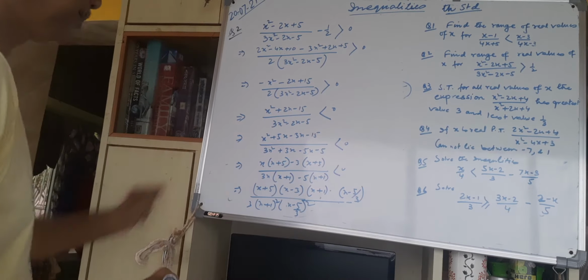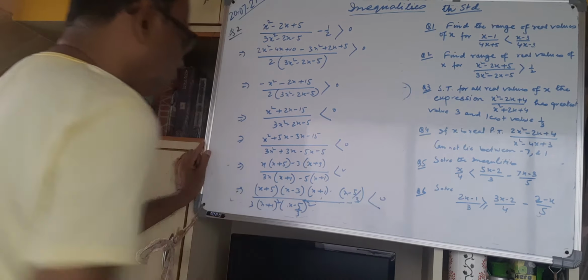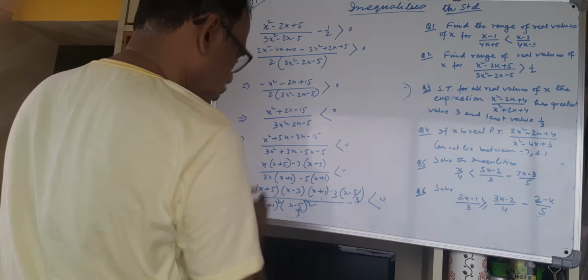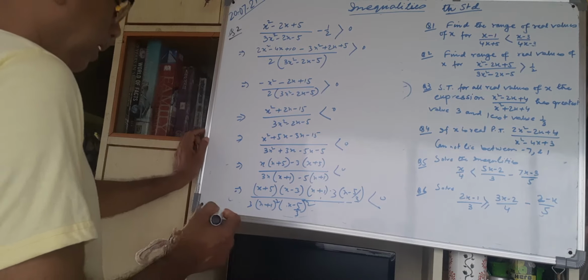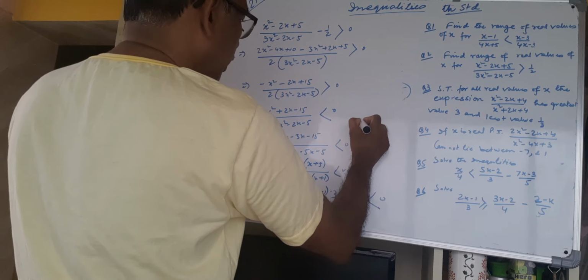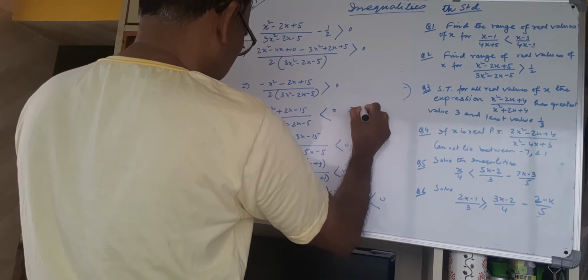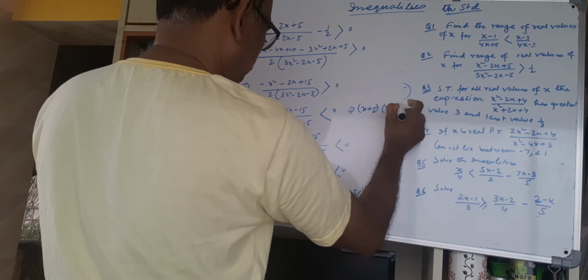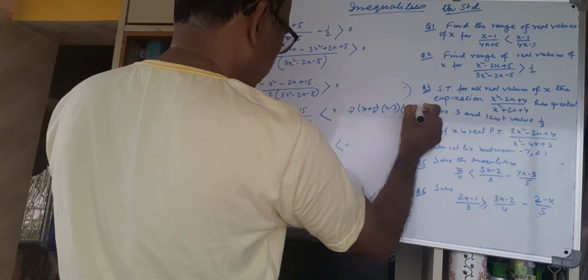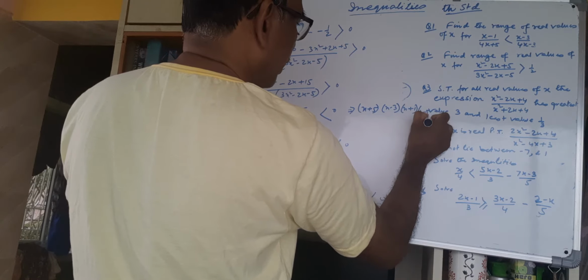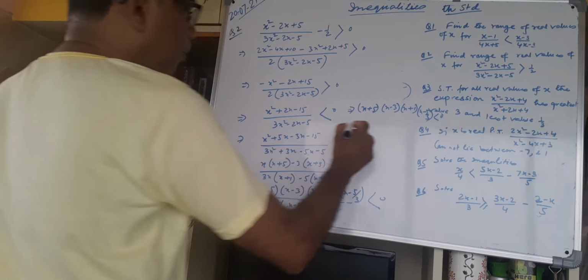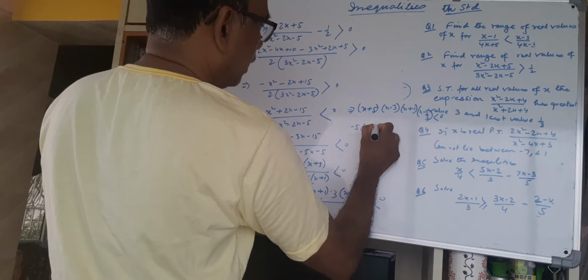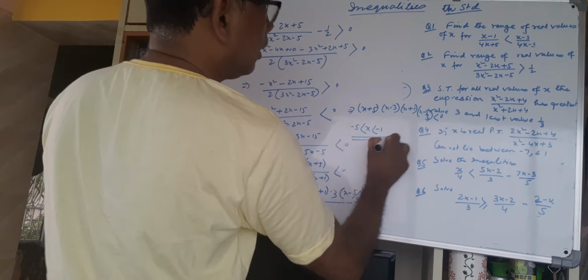This is a whole square. This should be less than 0. There is 3 also. Now, therefore, we can write, implies (x + 5)(x - 3)(x + 1)(x - 5/3) < 0. Therefore, -5 < x < -1. This is one range.